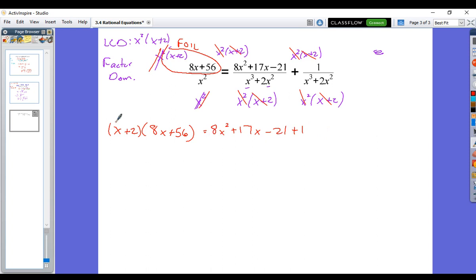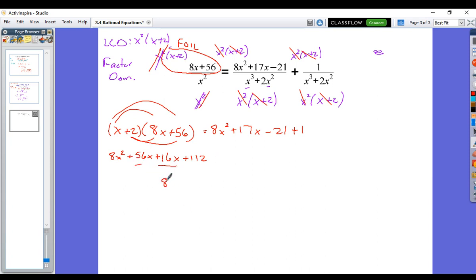So let's go for this. x times 8x and then x times 56. x times 8x gives us 8x squared. x times 56 gives a positive 56x. 2 times 8x is a positive 16x. And then 2 times 56 is a positive 112. Combine like terms right there.